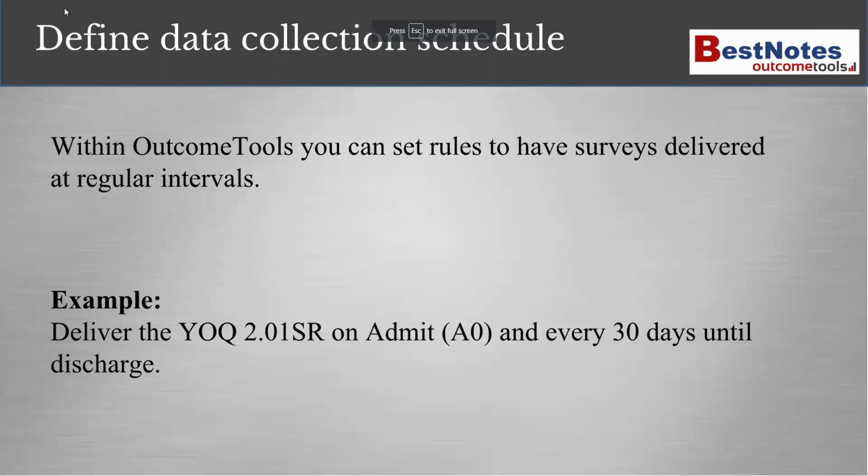So once you decide on a tool, you want to decide how often you're going to deliver that survey. Within OutcomeTools, we set rules, and it helps to kind of automate the process of your survey delivery. So for example, if you were using the YOQ 2.0 self-report on admit, but you wanted to deliver it on admit and then every 30 days until discharge, we will set up rules that will automatically deliver those surveys.